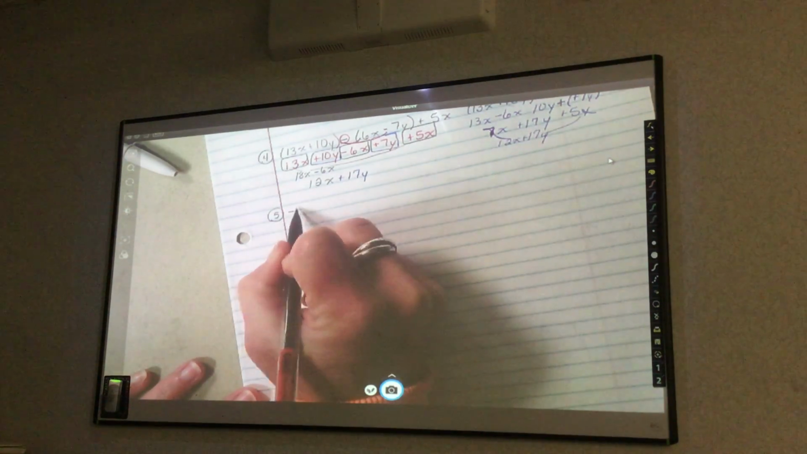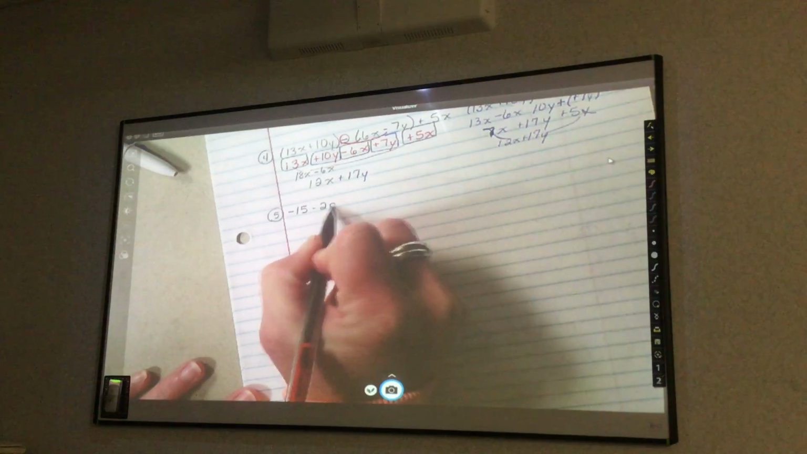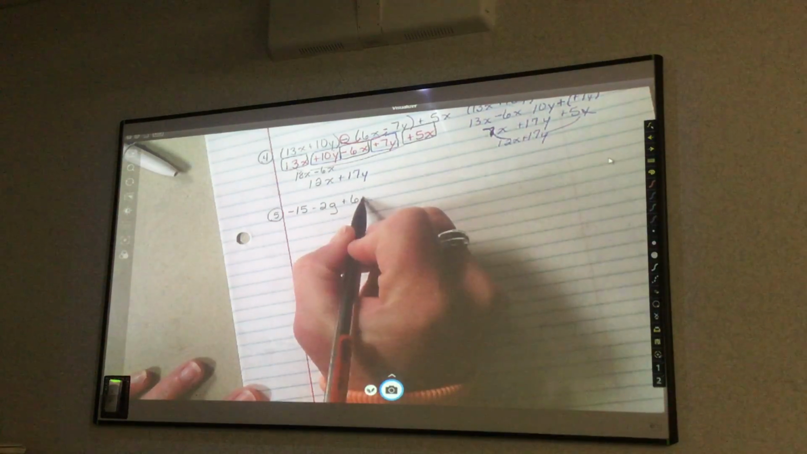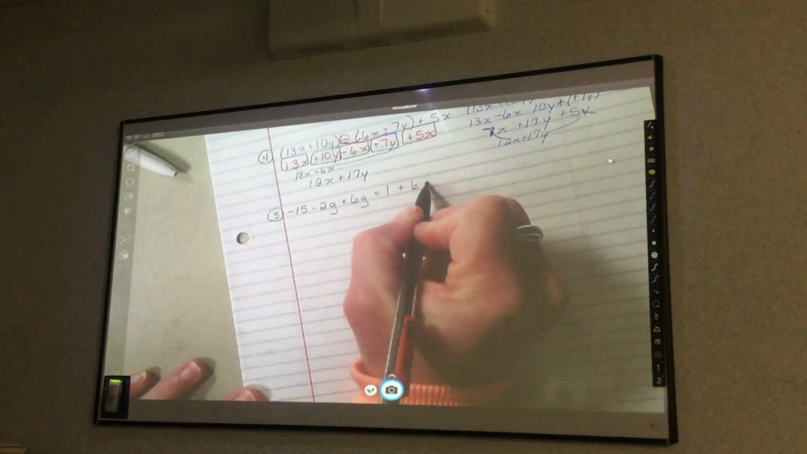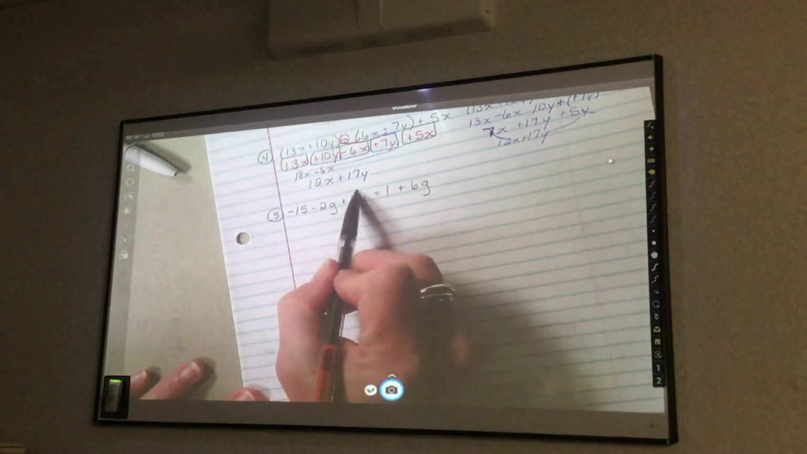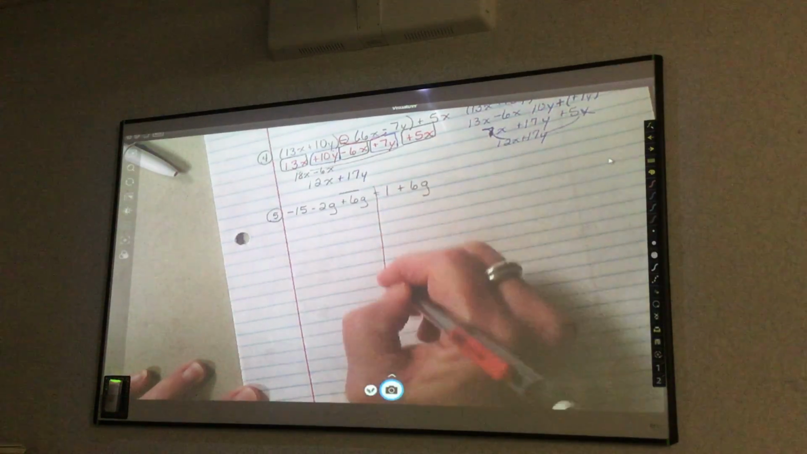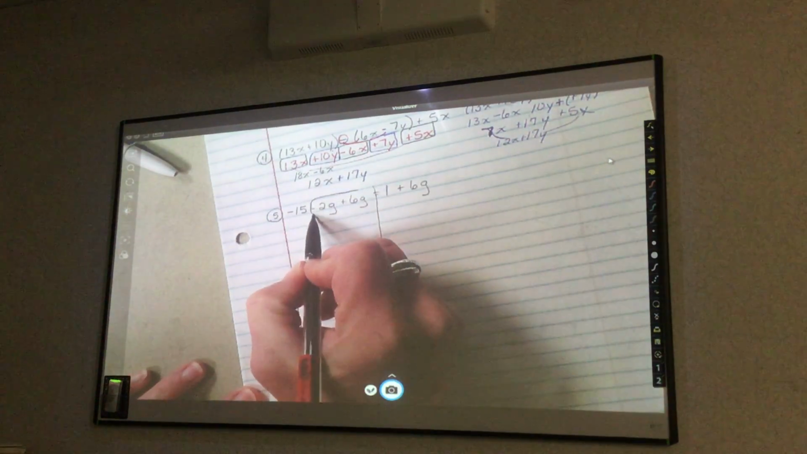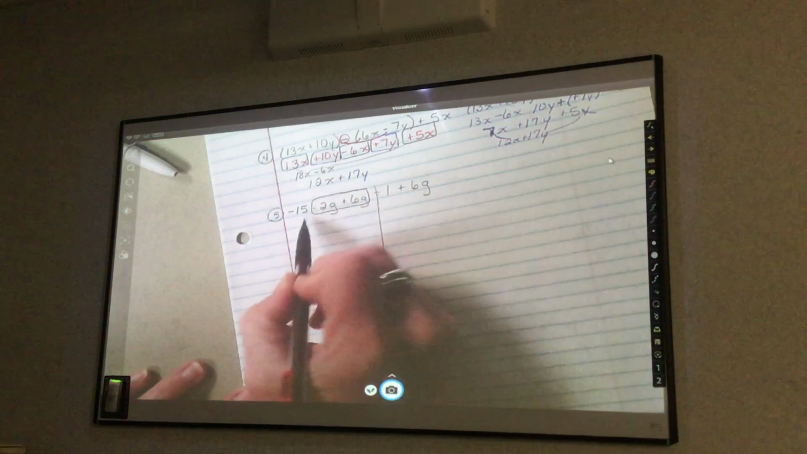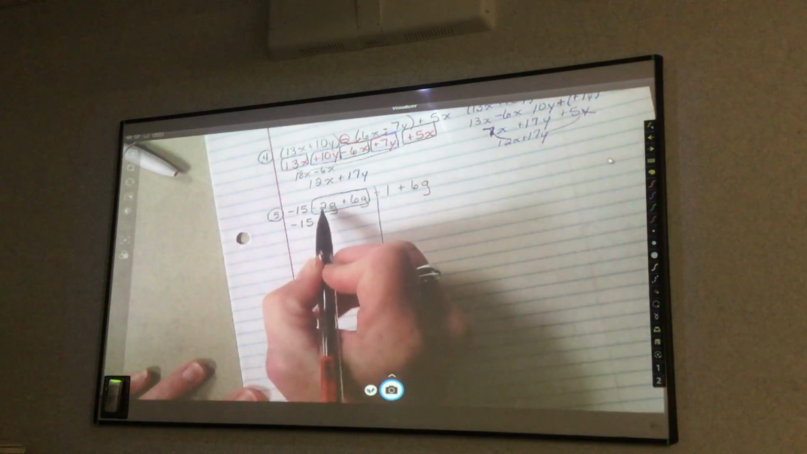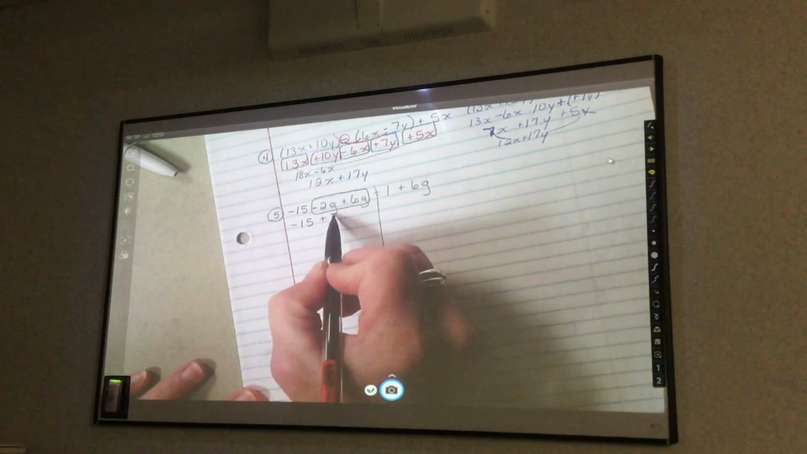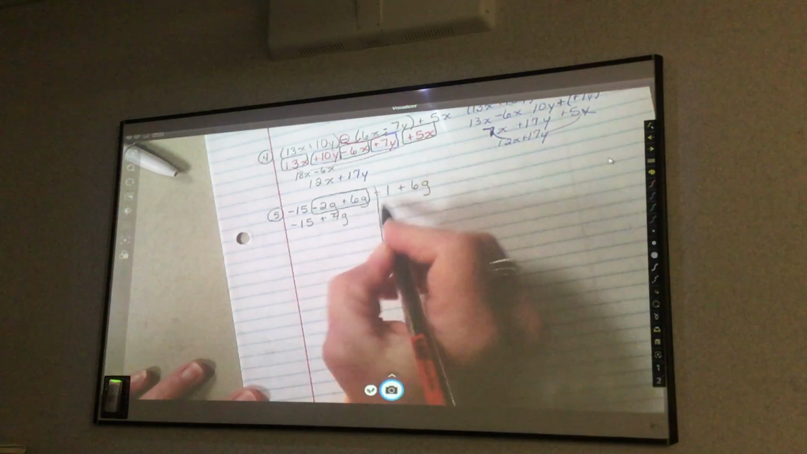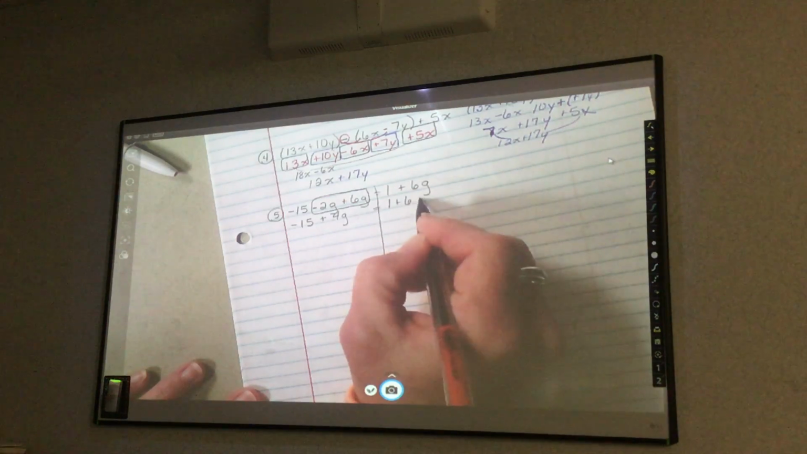Number 5 is a negative 15 minus 2g plus 6g equals 1 plus 6g. Draw my line. Combine what I have in common first on one side. So I have a negative 15. If it's a negative 2 and a positive 6, that becomes a positive 4g equals 1 plus 6g.